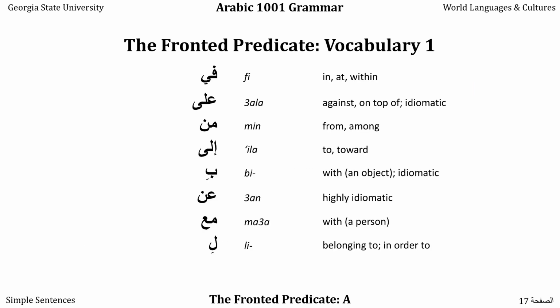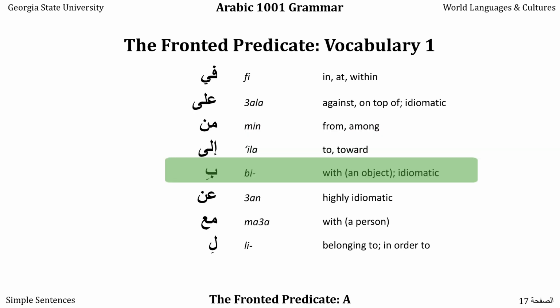So let's learn some prepositions. Here are some of the most common prepositions in Arabic. Fi means in or at or within. It has a lot of other meanings as well. All of these have a lot of idiomatic meanings. Ala means against or on top of. It has a lot of idiomatic meanings. Min means from or among. Ila means to or toward.